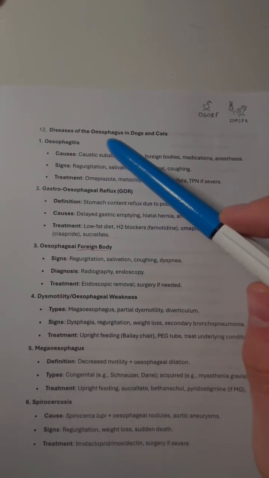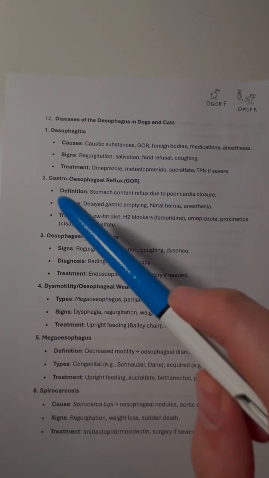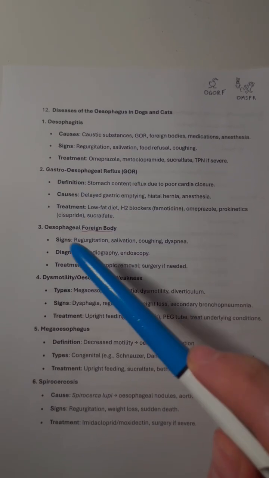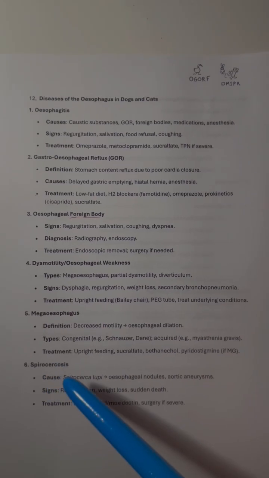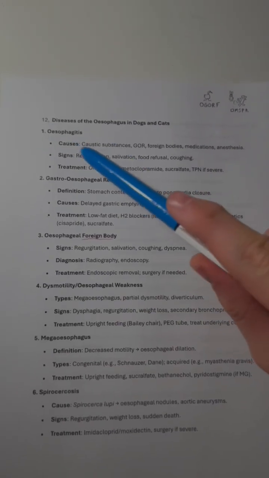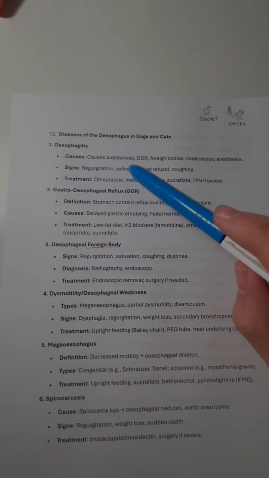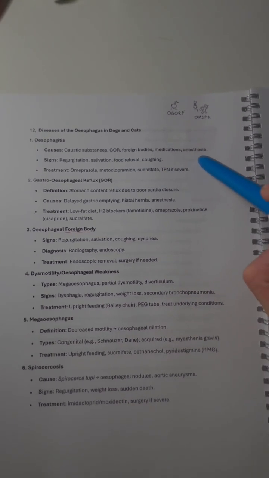Diseases of the esophagus in dogs and cats. So the diseases are esophagitis, gastroesophageal reflux, foreign bodies, dysmotility, megaesophagus, spirocercosis, and persistent right aortic arch, and regurgitation versus vomiting. Esophagitis can be caused by substances, gastroesophageal reflux, foreign bodies, and medications and anesthesia.